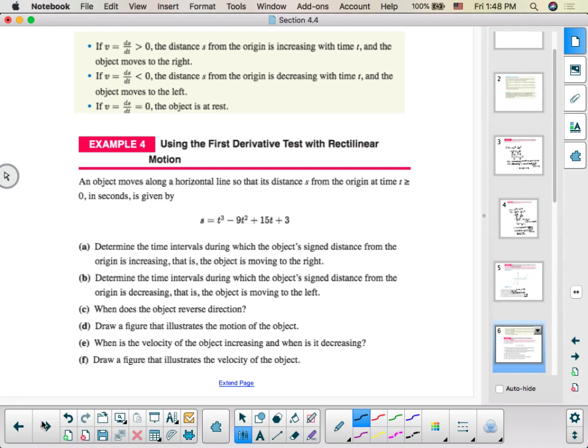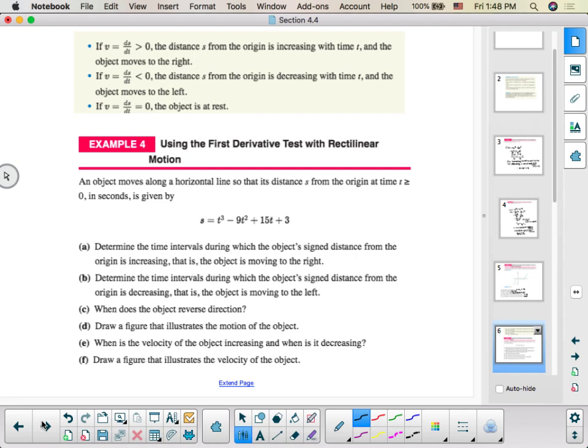For motion, we know that the velocity is the derivative of the position function. And so if the velocity is positive, our object is moving to the right. If the velocity is negative, our object is moving to the left. And if it is 0, we're at rest. We're not moving at all.